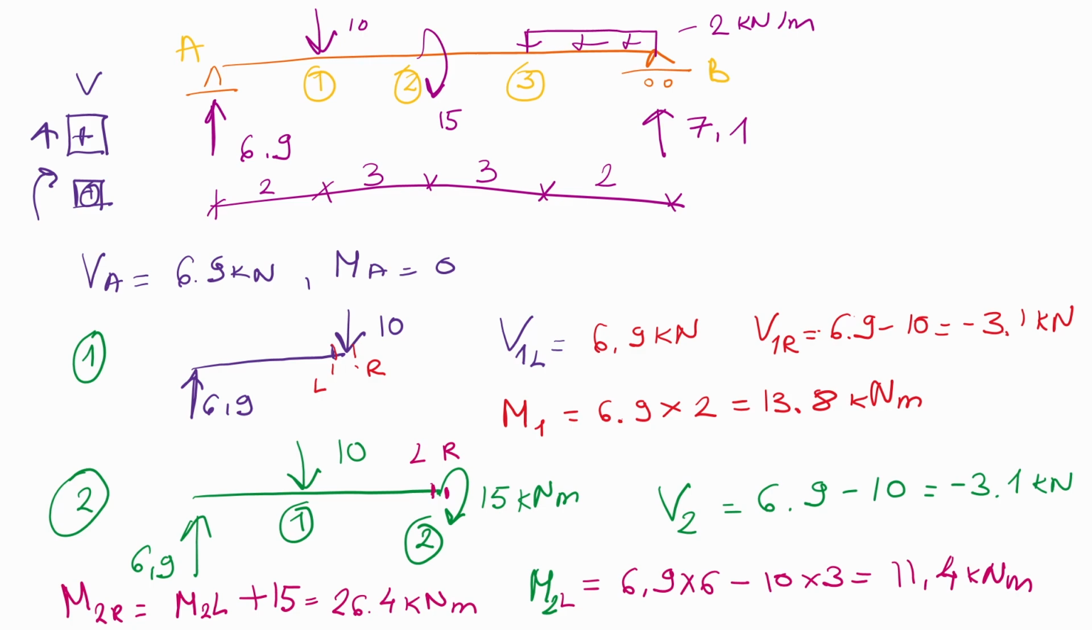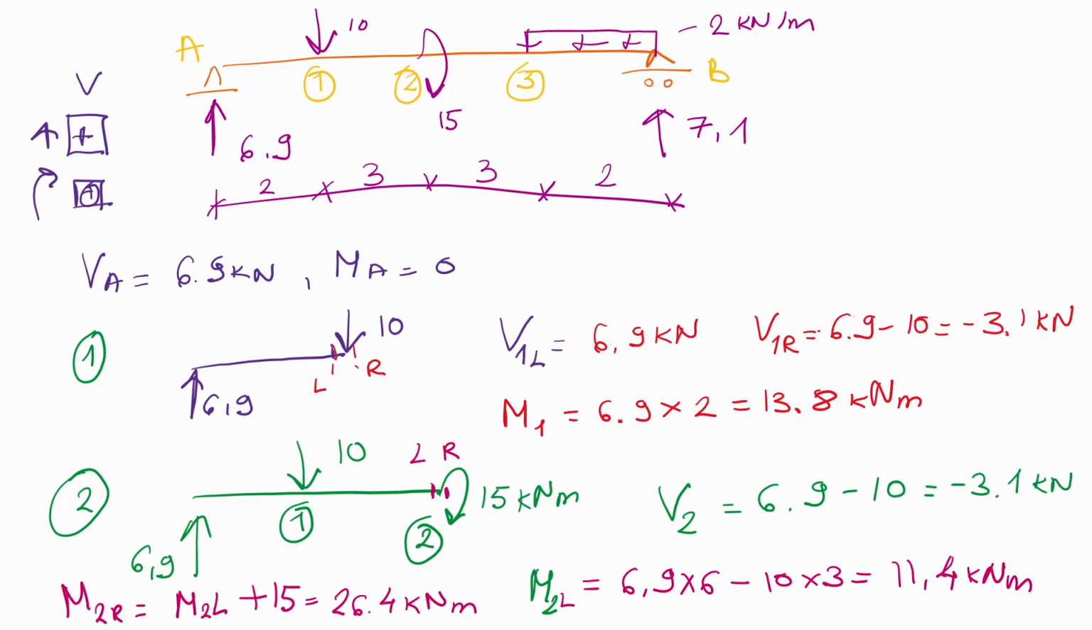But regarding point 2 and the moment, we will have left and right side. Left, where we will not include the moment, and right side, where we have to include the moment. Moment at 2 left will be ours, 6.9 times 5. I made a mistake here. It's 5 minus 10.3, and then we will get a little bit different value from what I get here. I have 11.4 kilonewton meters, which is wrong.